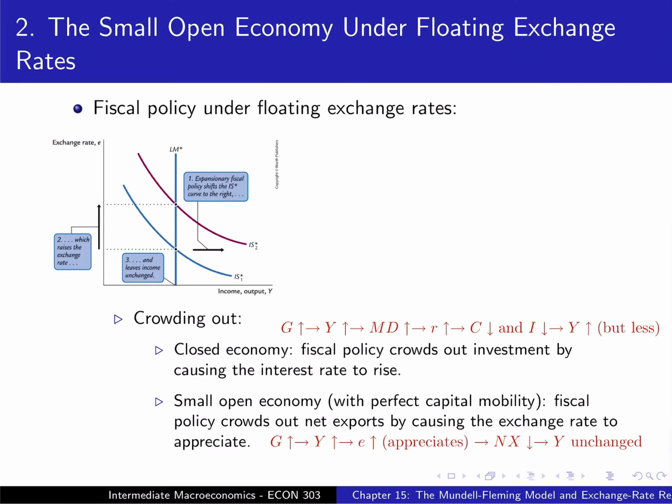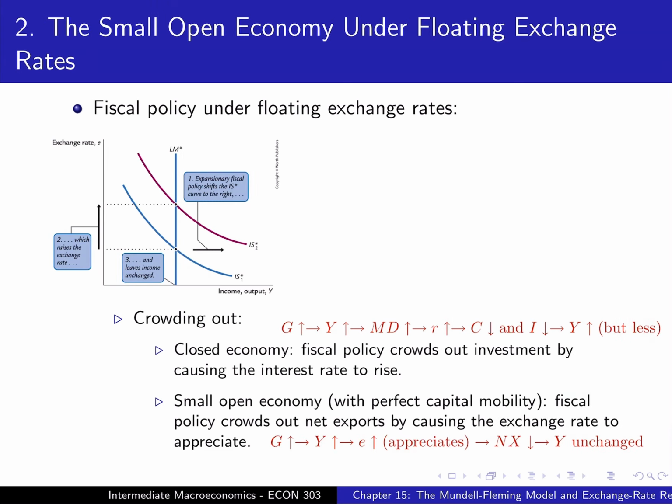In this section, let's talk about how fiscal policy works in a small open economy under floating exchange rates. Suppose the government increases spending, this shifts the IS star curve to the right. In a small open economy, this would lead to higher output Y and a higher interest rate R. The higher R would reduce consumption and investment, a phenomenon known as crowding out.